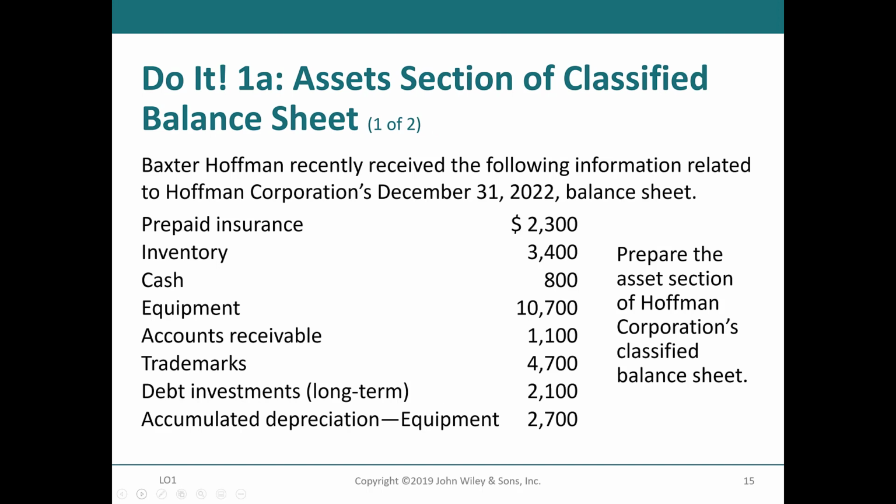Okay, so we're doing our exercise 1, asset section of a classified balance sheet. Baxter Hoffman recently received the following information related to Hoffman Corporation, December 31st, 2022, balance sheets. Okay, this is the balance sheet. We have the prepaid, inventory, cash, equipment, accounts receivable, trademark, debt investment. We have accumulated depreciation for equipment.